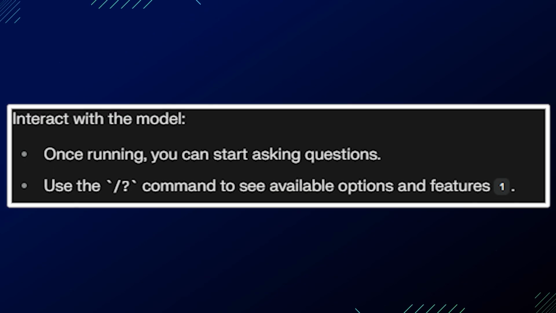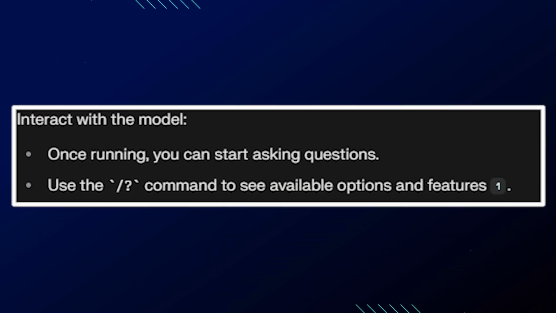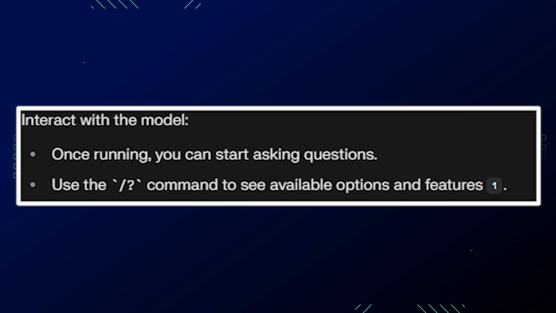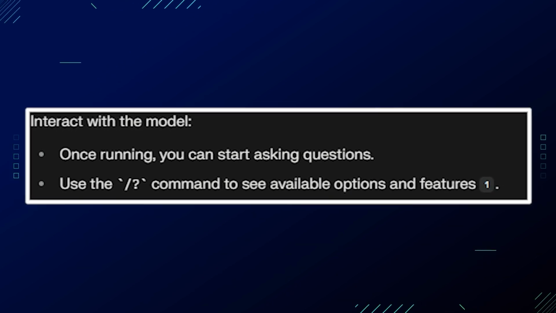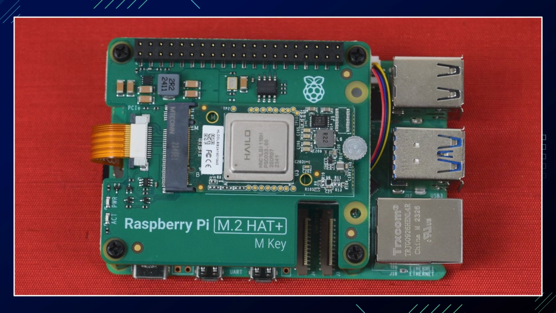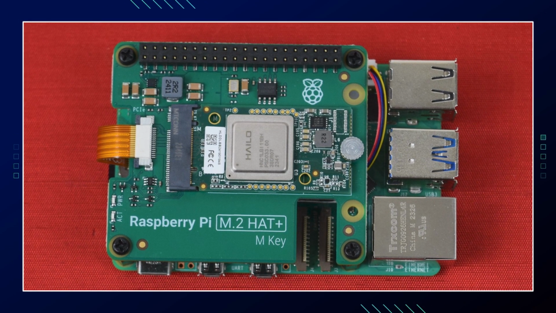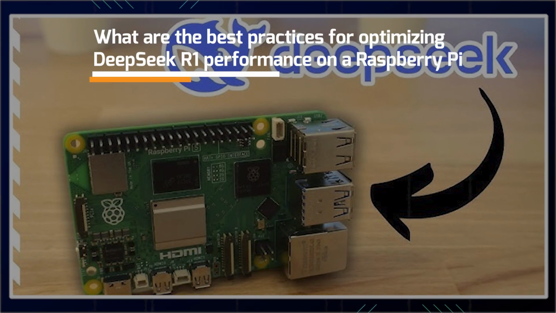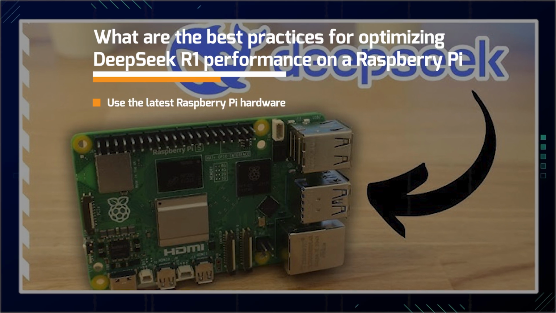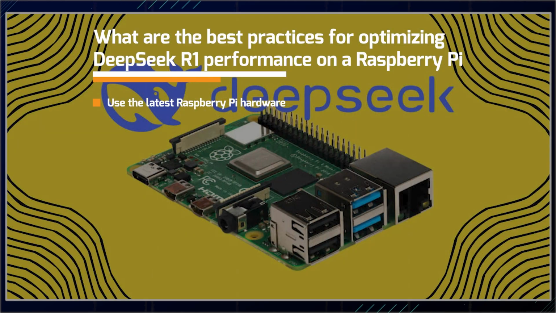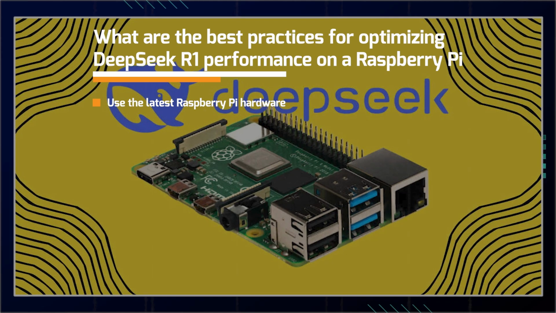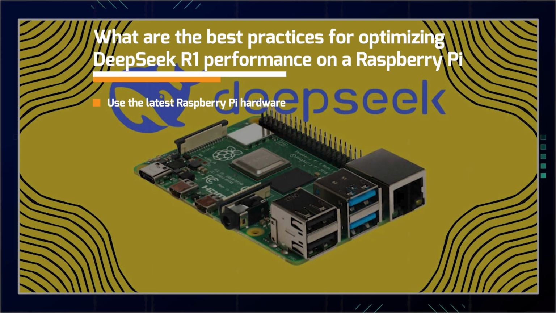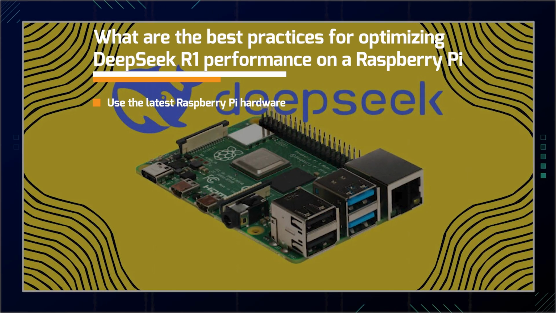Use the question mark command to see available options and features. Now, the best practices for optimizing Deepseek R1 performance on a Raspberry Pi: you're going to want to use the latest Raspberry Pi hardware. A Raspberry Pi 5 with at least 8 gigabytes of RAM, which is really more like 16 gigabytes recommended, provides better performance for running Deepseek R1.